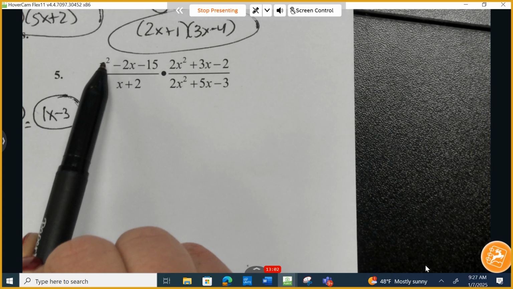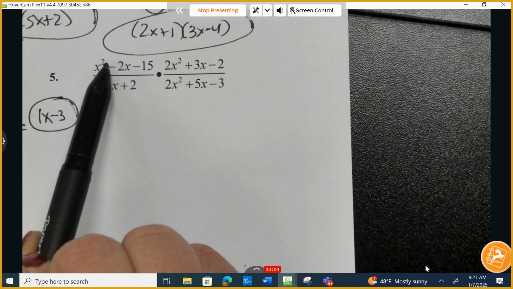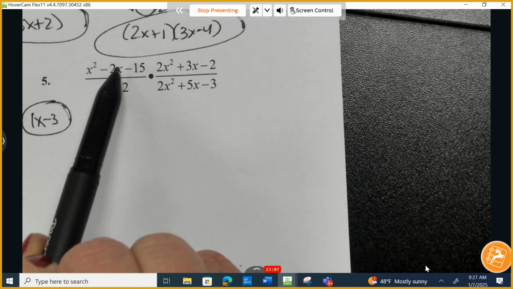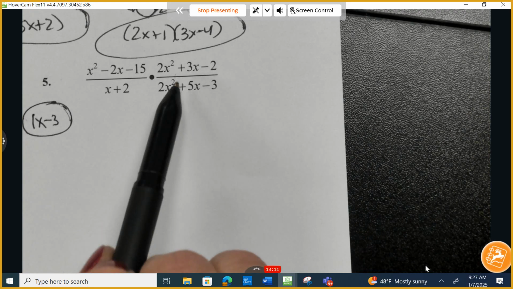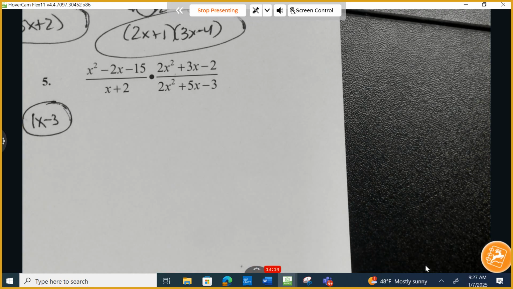Why does it appear that the numerator in the first part is easier than these two others when we factor? What makes it easier when we're doing bottoms up? Turn to your partner, go. What makes this easier than these two? Leading coefficient is a 1.